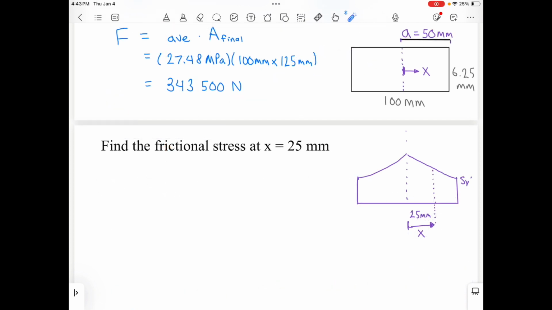So the next part of the problem asks us to find the frictional stress at a certain distance away from the center. So here is x equals 25 millimeters. We are right here along the sample. And to do this, we're going to use the concept of the friction hill, where at the edge, there is no frictional stress, and at the center of the sample, there's the maximum frictional force. So what we're actually calculating is the difference between here and here, having no frictional stresses versus having the frictional stresses at x equals 25 millimeters.